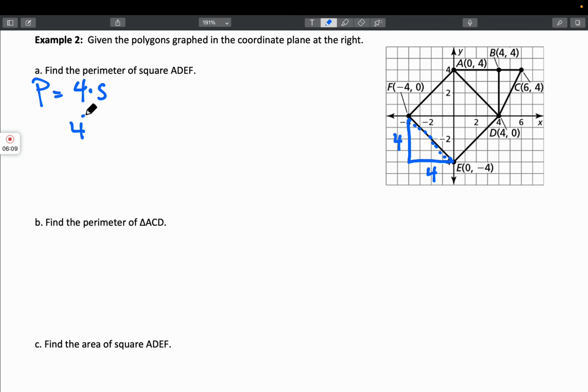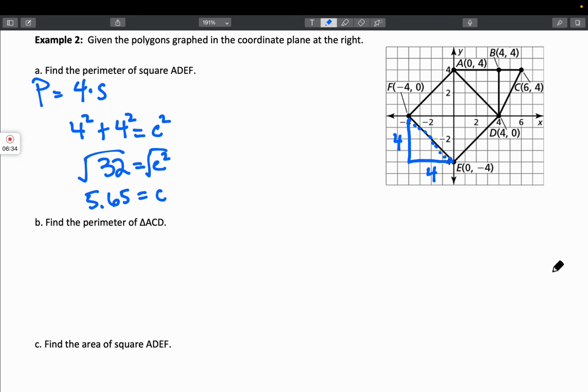So I'm going to say 4 squared plus 4 squared is equal to c squared. That gives me 16 plus 16, or 32, is equal to c squared. Now I'm going to take the square root, and I'm only going to take the positive value here, c, or in other words the length of that side of that square, the square root of 32, which is 5.65. All right, now that's the length of one side of the square. Remember, my perimeter is going to be found by taking 4 times that side length, 5.65.